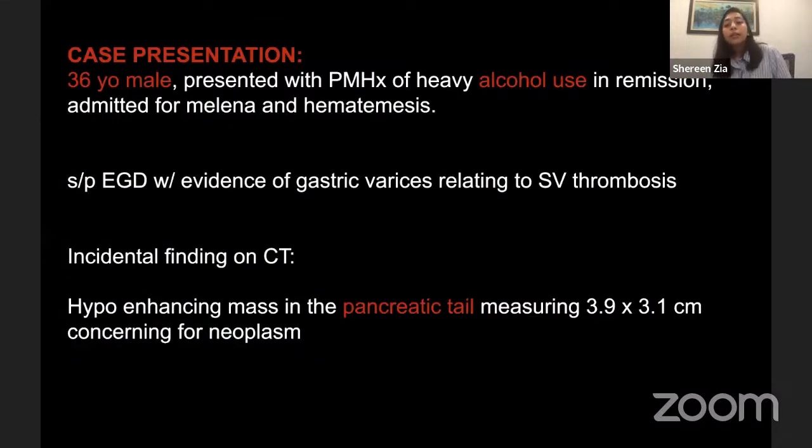So coming to the second last case of our presentation today, just to give you an idea that besides neoplastic and other lesions, there can be non-neoplastic pancreatic cysts as well. This was a 36-year-old male who had a history of heavy alcohol use, and he was being worked up on endoscopy. There were some gastric varices that were seen. Incidentally, on CT scan, there was a mass in the pancreatic tail that measured about 3.9 centimeters.